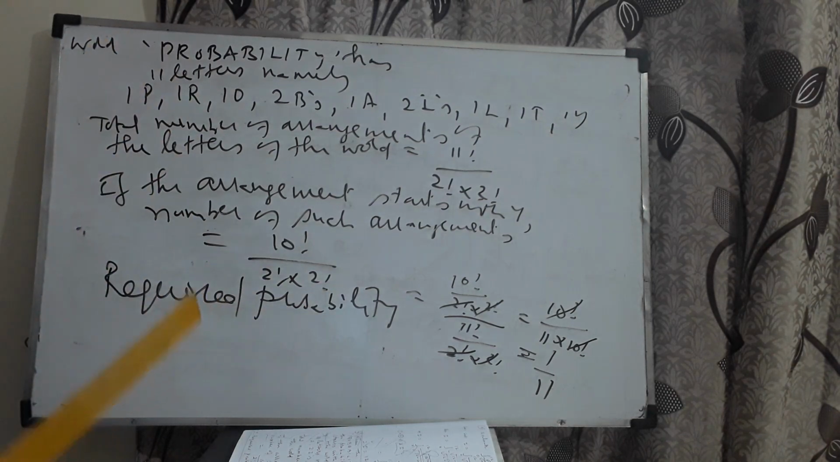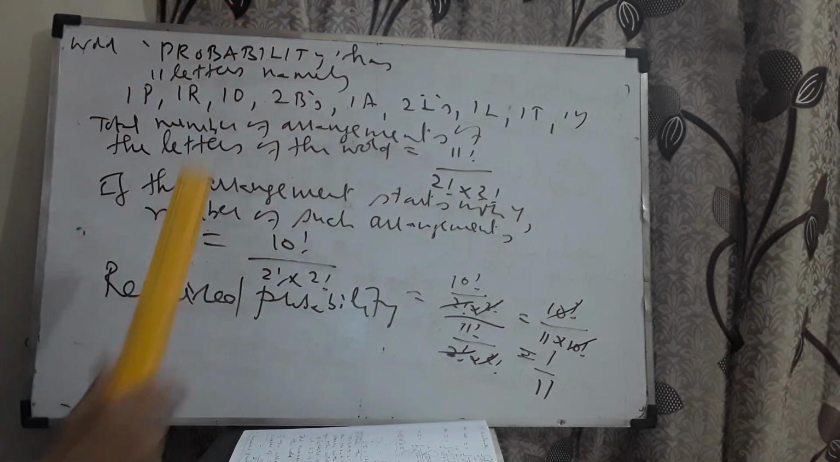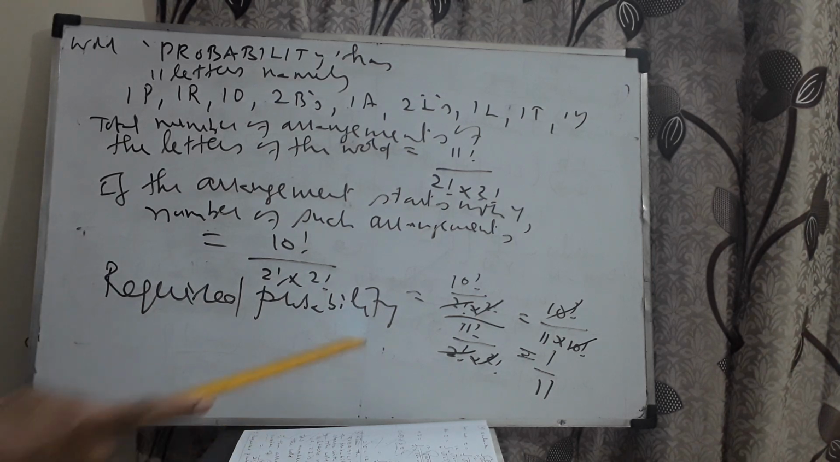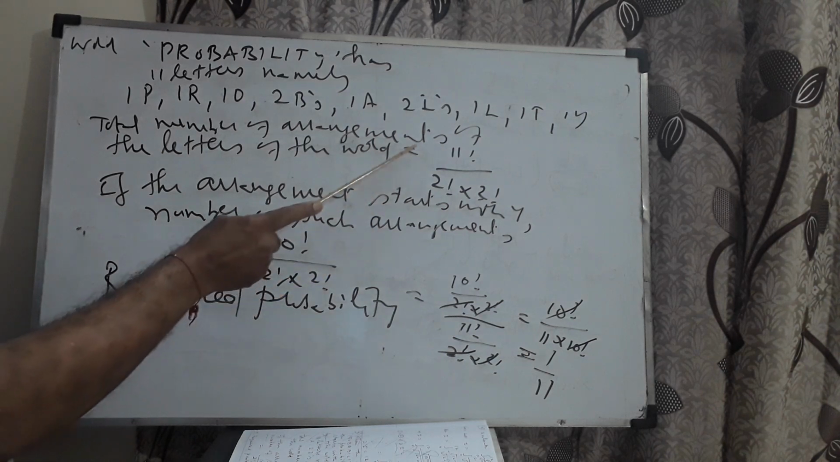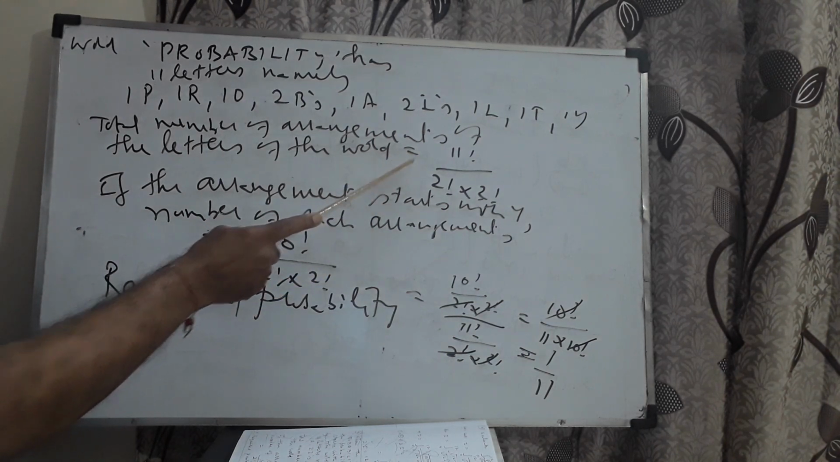As I already told you, putting Y aside means after every other arrangement of the remaining letters, Y is inserted at the beginning. That's the meaning of the arrangement starting with Y. This is the number of favorable cases. This is the number of exhaustive cases. This is the n of S. This is the n of A.